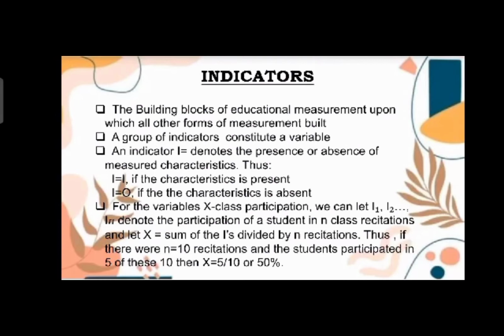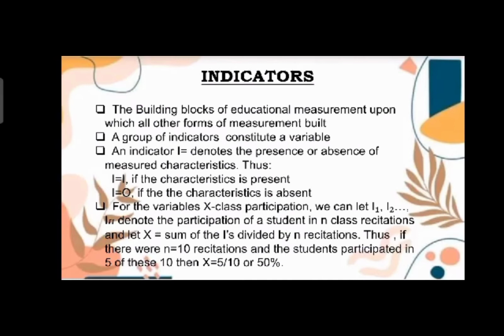So for the variable X, class participation, we can let I1, I2, IN denote the participation of a student in N class recitations, and let X equal the sum of the I's divided by N recitations. Thus, if there were N equals 10 recitations and the student participated in 5 of these 10, then X equals 5 over 10 or 50%.